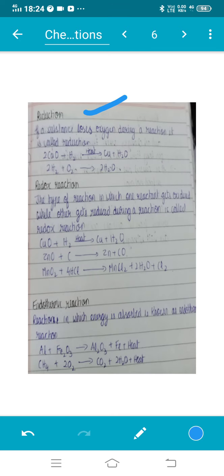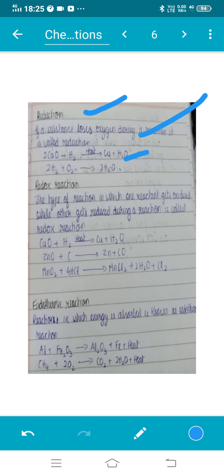Reduction is just the opposite of oxidation. If a substance loses oxygen during a reaction, it is called reduction. For example, CuO plus H2 gives Cu plus H2O. You can see that the copper oxide loses oxygen, so the copper oxide is reduced, and the hydrogen is getting oxidized.